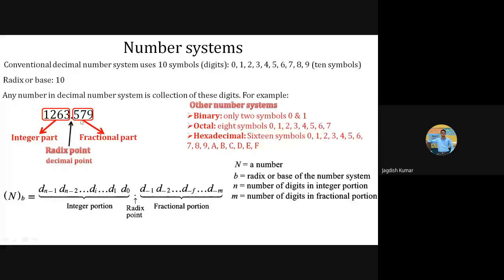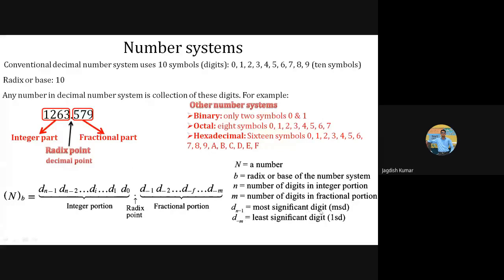For example, here, what is the number of digits in the integer part? They are 4: 1, 2, 3, 4 digits in the integer part. Similarly, M represents the number of digits in the fractional portion. In this example, we have 3 digits in the fractional part of the given number. Similarly, Dn minus 1. Here we are going from D0, D1, D2, D3, D4, and so on up to Dn minus 1. So the most significant digit in this case is Dn minus 1.